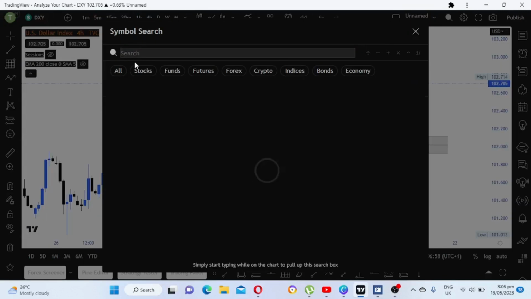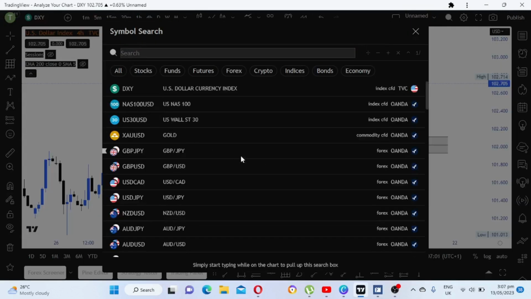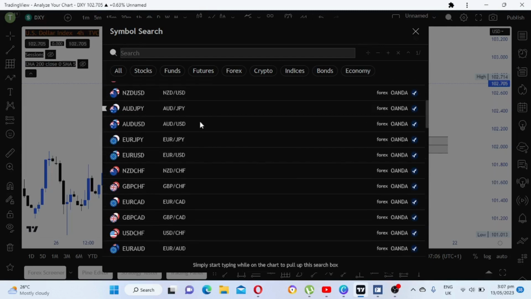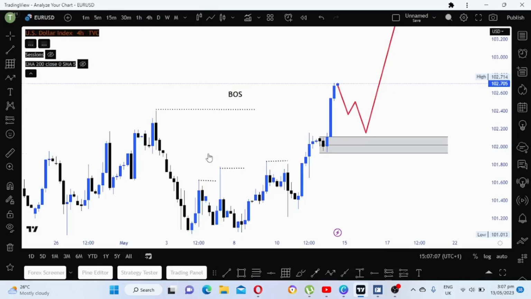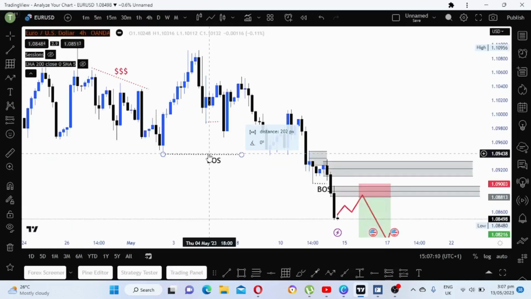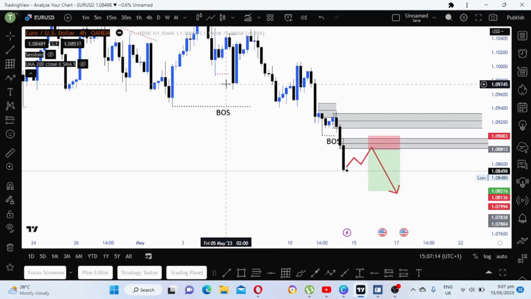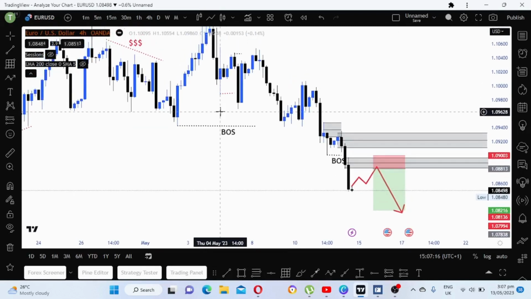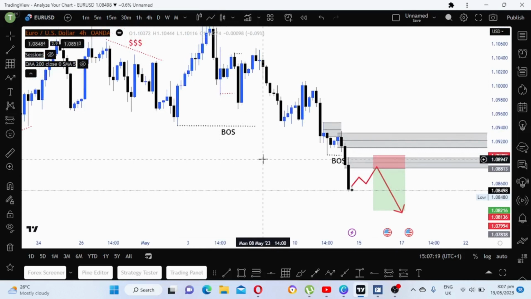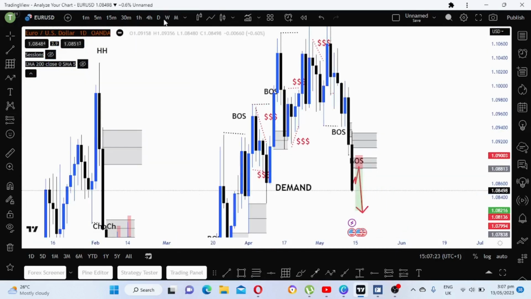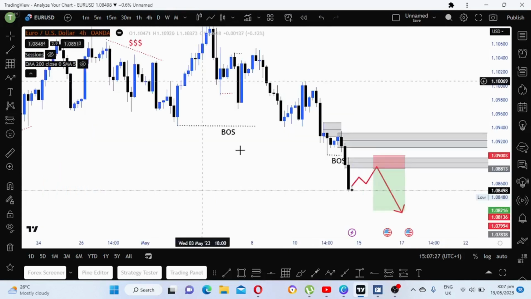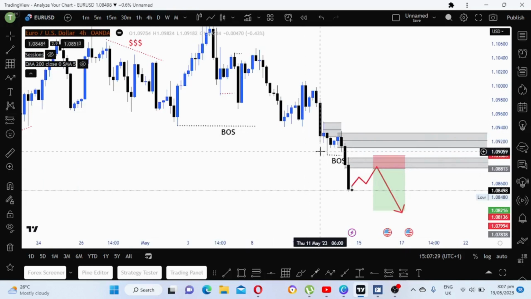So now let's look at Euro USD. Euro USD, as we can see now, the market has turned bearish, as you can see here on daily. Daily is also bearish, extremely bearish. So now let's look at the H4. H4 we are bearish. So now we draw two structures here.